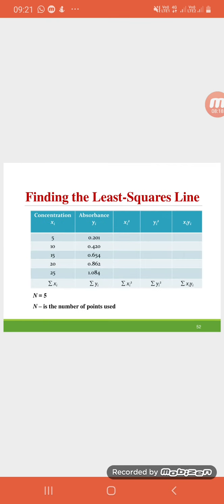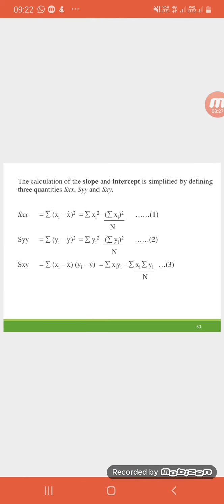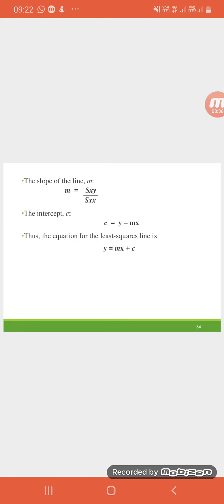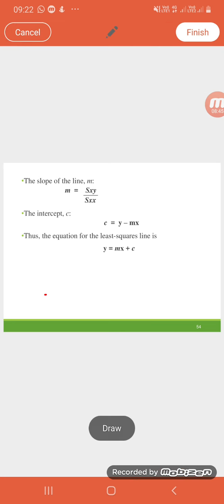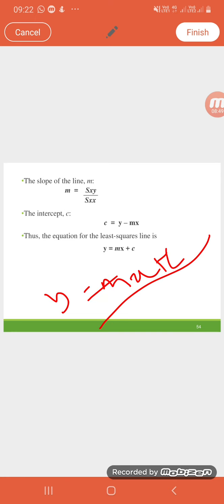Okay, like this. This is the least square table which displays the concentration and absorbance of your sample. And then by using this calculation of the slope and intercept, we'll get the M, the slope, and the C, which is the y-intercept. Why using this formula, y equal mx plus c? Because it is the formula for the straight line.